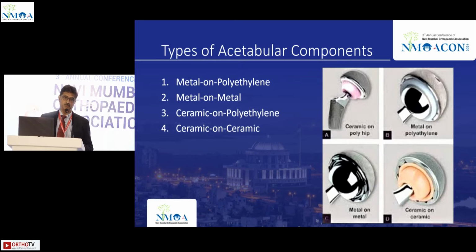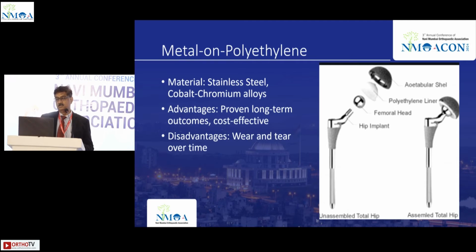The types of components available are metal on poly, metal on metal, ceramic on poly, and ceramic on ceramic as well. If we talk about metal on poly, we have cobalt chromium, stainless steel, and another version, oxinium, is also there for metal on poly. What are the advantages? Proven long-term outcomes, and it is very cost effective. The disadvantage is wear and tear over time.